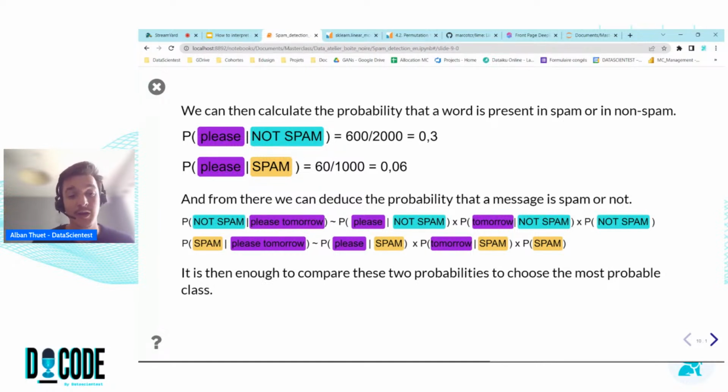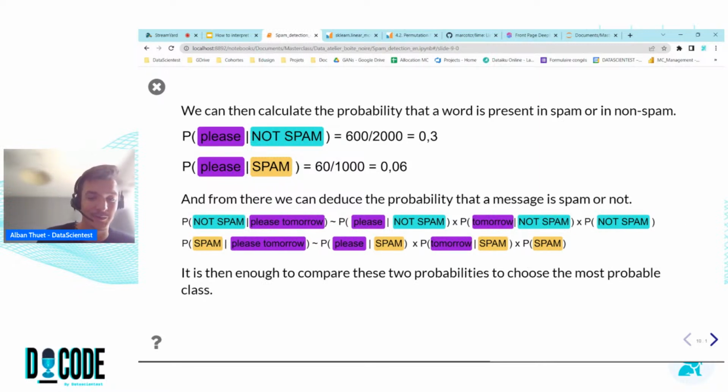So how it's going to work, if we have an email, let's say with only two words like please tomorrow, the probability of this email being not a spam, knowing that it contains those two words please tomorrow, is proportional to the probability of containing please, knowing that it's not a spam, times the probability of containing tomorrow, knowing that it's not a spam, times the probability of being not a spam. And we will do the same for the spam category.